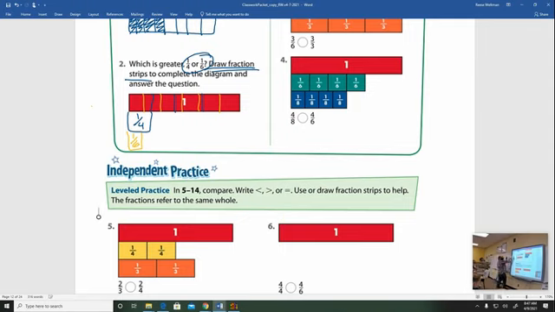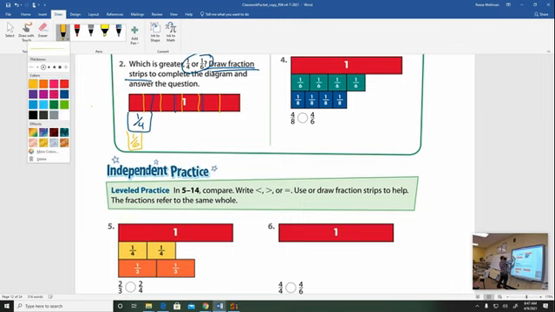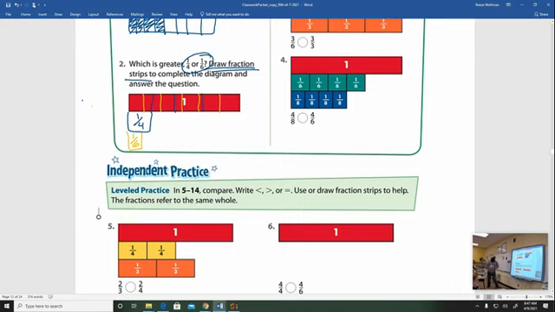Which one's greater? 1/4 or 1/6? Which one looks greater, guys? 1/4. 1/4 is greater. That's right. Because 1/6, that denominator tells us we've cut the whole up into more parts, right? And those parts are going to be smaller. And it would just keep going on and on in that direction, the more we cut it up into smaller and smaller parts.